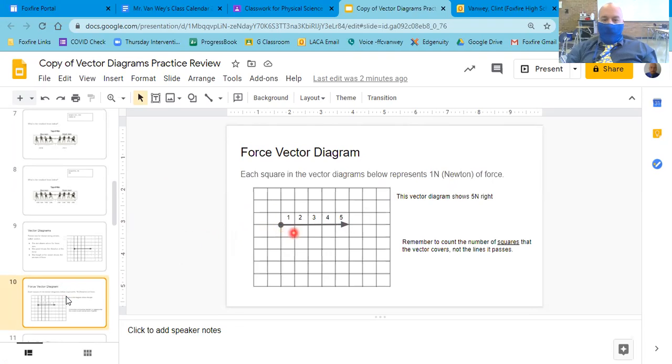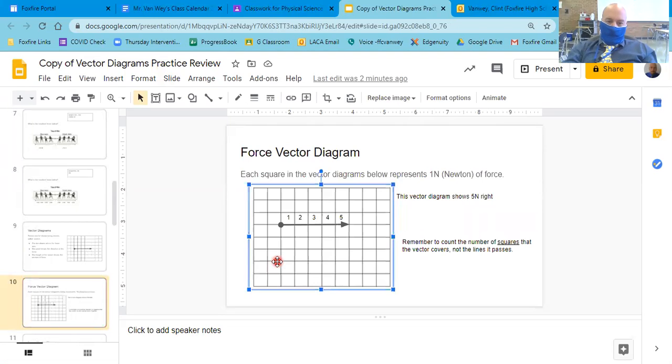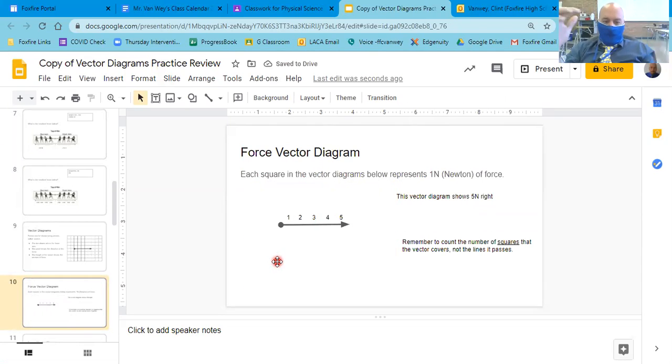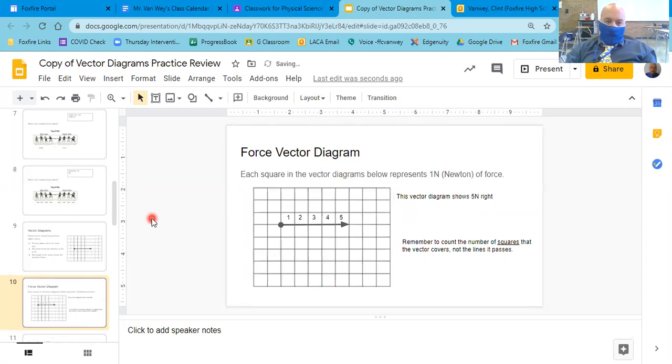The grid is just here to show us the length of the arrow. We could do all of this without the grid. It still is the same length of arrow. The grid just helps us measure the length of the arrow. But when we measure, remember to count the number of squares that the vector covers, not the number of lines that it passes. That just helps us on our practice work. This vector shows us a 5 Newton force to the right. It's acting right here, and it goes in this direction with 5 newtons of amount or magnitude.